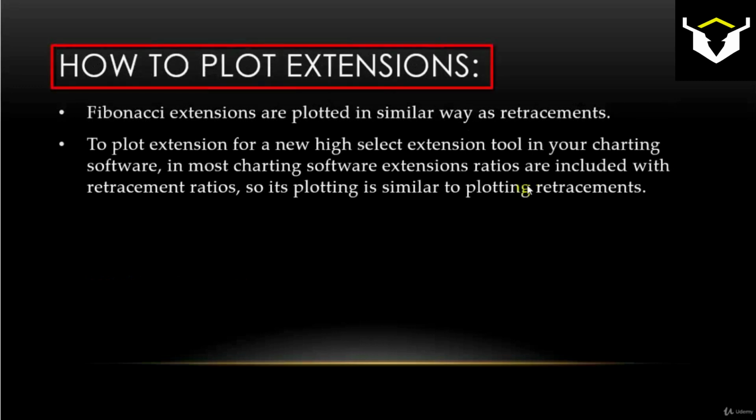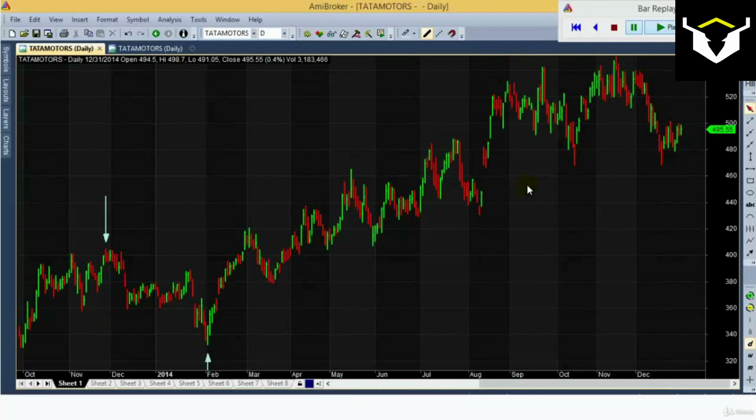So how to plot an extension? Fibonacci extensions are plotted in a similar way as retracements. To plot extension for a new high, select the extension tool in your charting software. In most charting software, extension ratios are included with retracement ratios. So its plotting is similar to plotting retracements. Let's see some examples of plotting extensions.